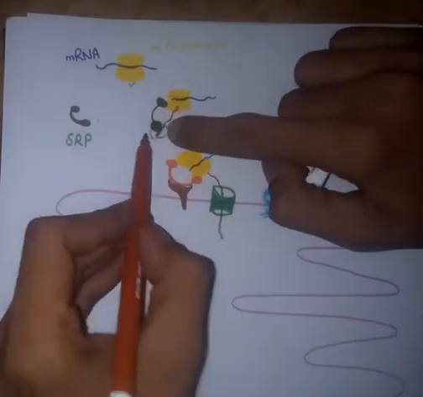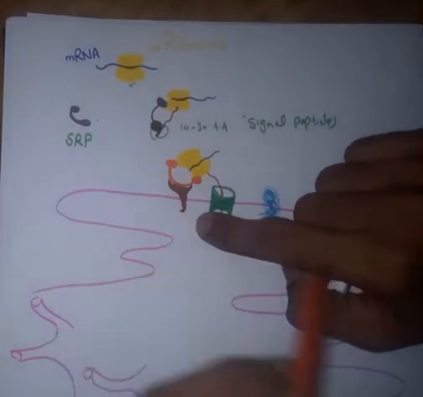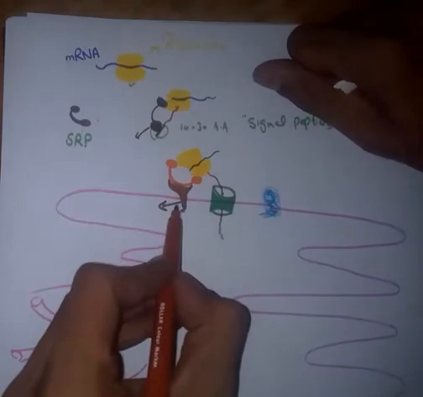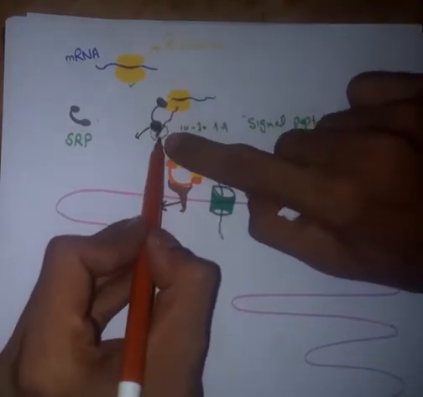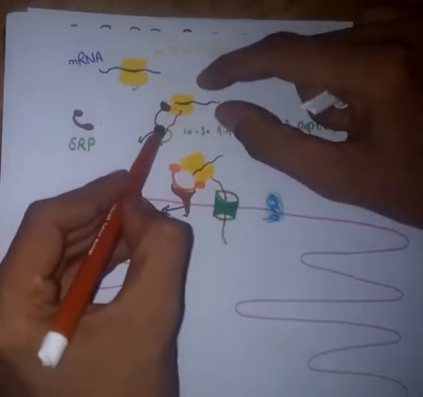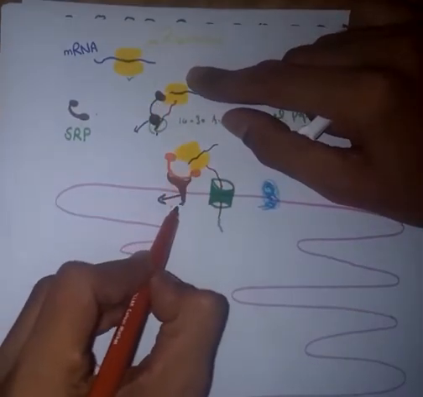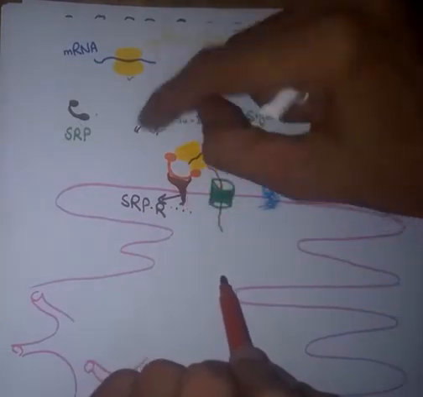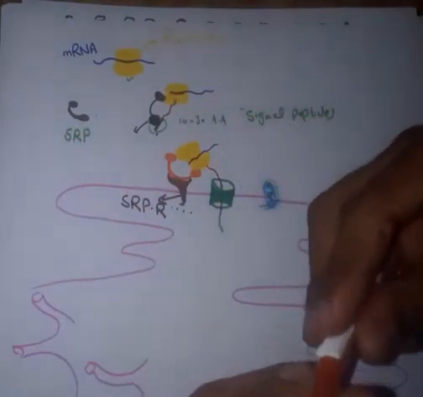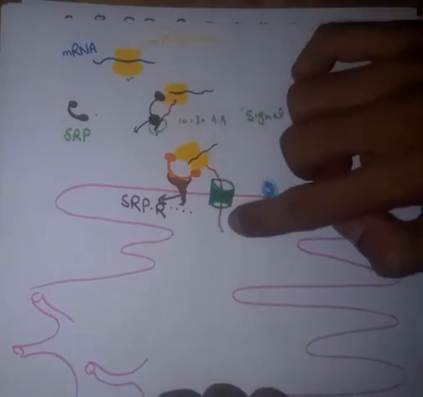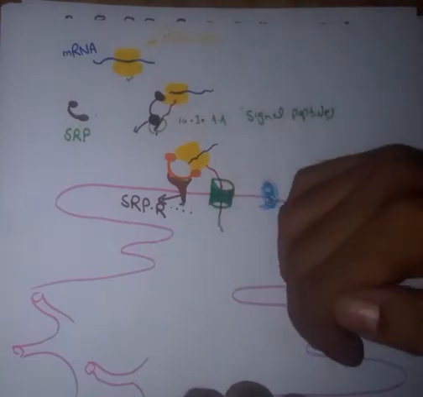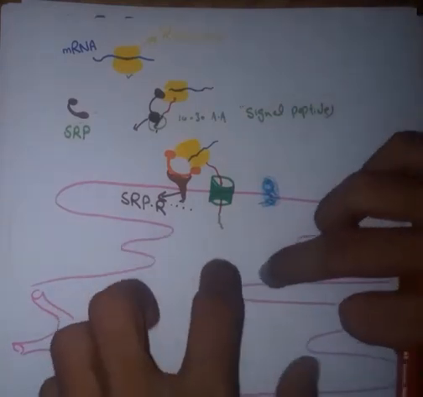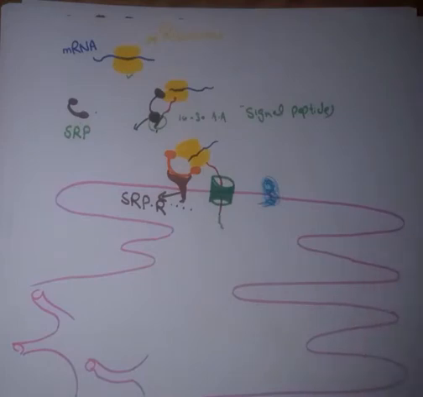Now this signal recognition protein will have its receptor present on the endoplasmic reticulum. So this is the receptor for this signal recognition protein. Once the signal recognition protein has attached to the signal peptide, this complex will attach to the signal recognition protein receptor. Once this complex attaches over it, the newly synthesized protein along with the signal peptide will be guided, sent inside the lumen of the endoplasmic reticulum through a channel called the translocon.